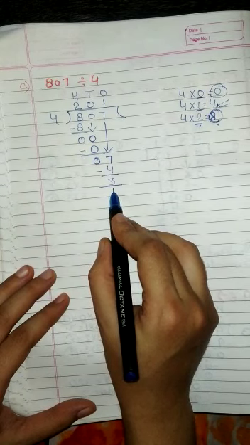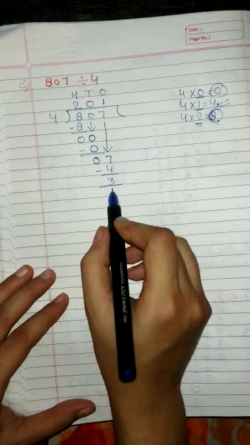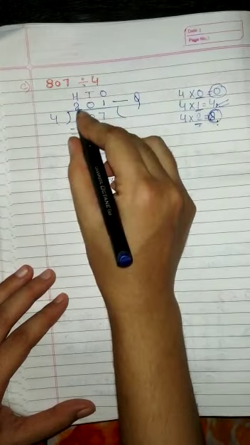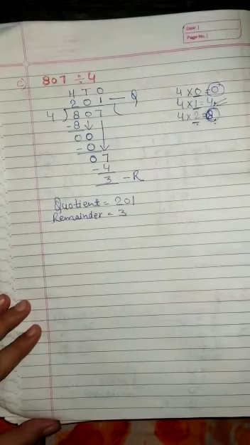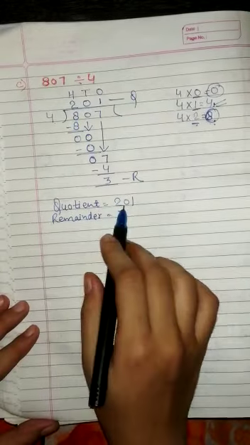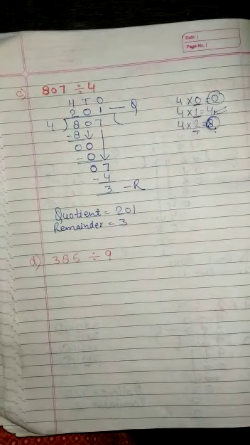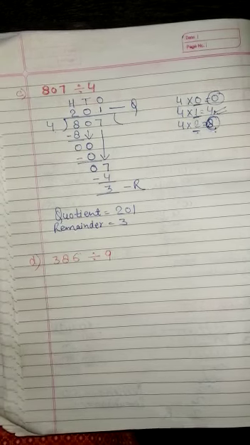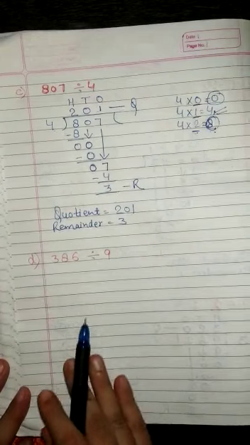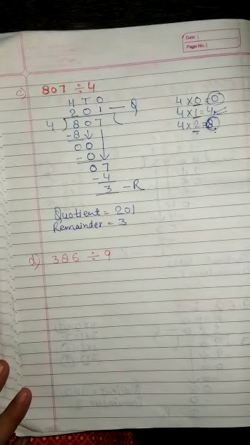We have used all the digits. हमने सारे digits use कर लिए. And the remainder is smaller than divisor. Remainder क्या है? Divisor से smaller है. 3 is smaller than divisor. So our quotient is 201 and our remainder is 3. So quotient is 201 and remainder is equal to 3. You have to note down till C part in your copy and try D part in your maths notebook. Okay.